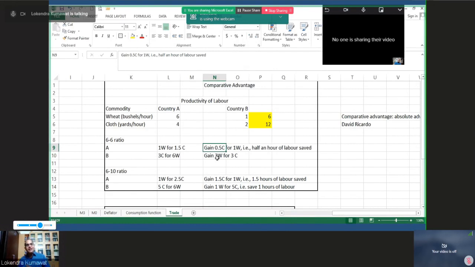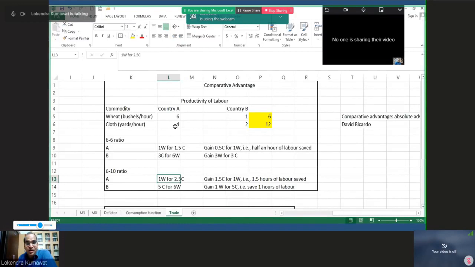Okay, let's look at another ratio, 6 to 10 ratio. Our country A is producing 4 units of cloth in 1 hour. So 10 units of cloth will be produced in 2.5 hours in country A. If it is getting 10 yards of cloth against 6 bushels of wheat, it means it is getting 2.5 hours worth of cloth against 1 hour worth of wheat. That means it's a gain of 1.5 hours worth of cloth for country A.